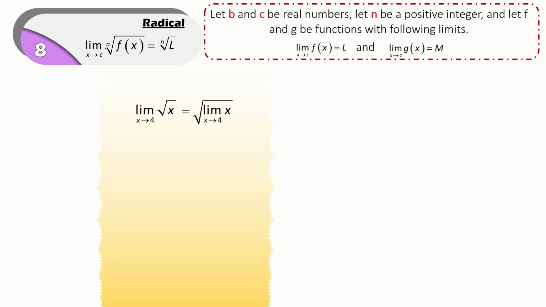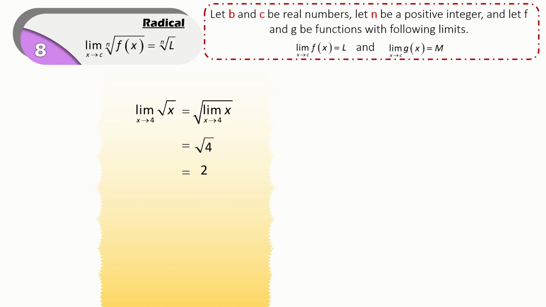Next, the limit of x as x approaches 4 is 4 by identity property. Then, take the square root of 4. We can conclude that the limit of the function, or the limit of the square root of x as x approaches 4, is 2.